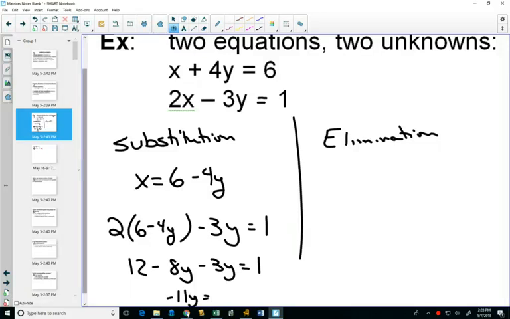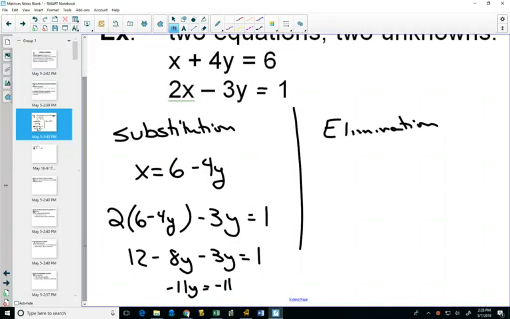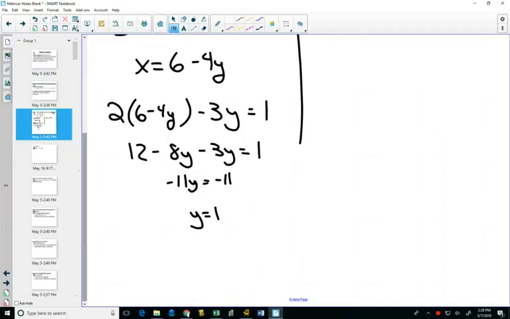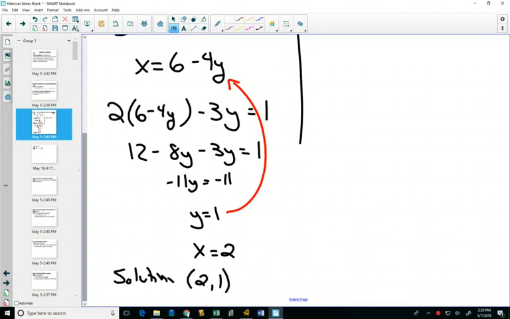Negative 11y equals negative 11. And y is equal to 1. Then once you have found what one of the variables is, you could plug that value back into this equation and find out that x equals 2. Sometimes when you did this back in grade 10 and grade 11, you wrote your solution as a coordinate, because if you were to graph both of those lines, they would intersect at the coordinate (2, 1). So this was the substitution technique that you learned in the past.